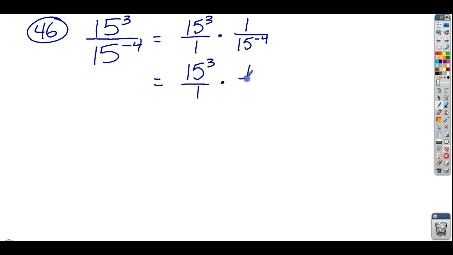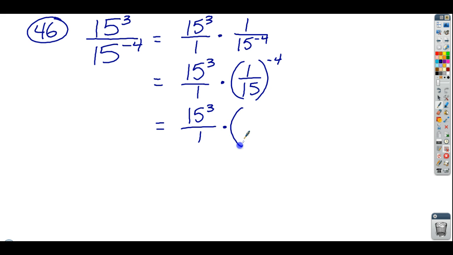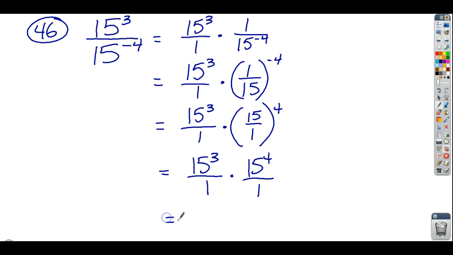This one, though, is going to be 1 over 15 to the negative fourth. I want that negative to go away. I want it to be a positive so that it's less confusing. So I'm going to use this negative, and now I get 15 over 1 to the fourth. That's going to be 15 cubed over 1 times 15 to the fourth over 1, which is 3 15s and 4 15s, and I'm multiplying them across, which gives me 15 to the seventh over 1, or just 15 to the seventh.